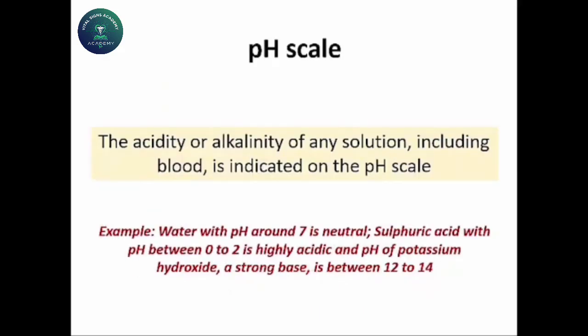Let us now discuss what is a pH scale. The acidity or alkalinity of any solution, including the blood, is indicated on a pH scale. For example, water with pH around 7 is considered to be neutral. Sulfuric acid with a pH between 0 to 2 is highly acidic, whereas the pH of potassium hydroxide, which is a strong base, is between 12 to 14.